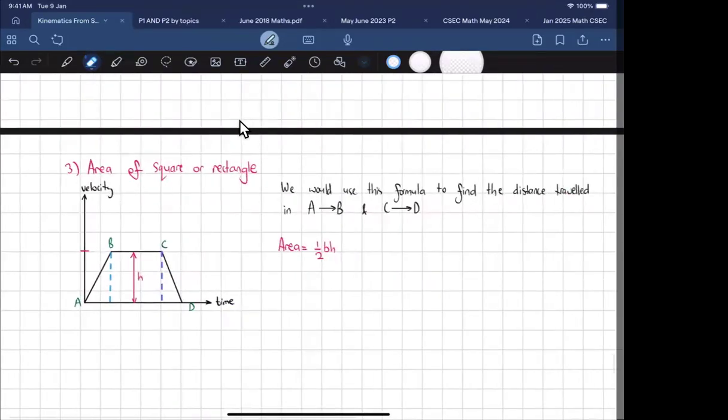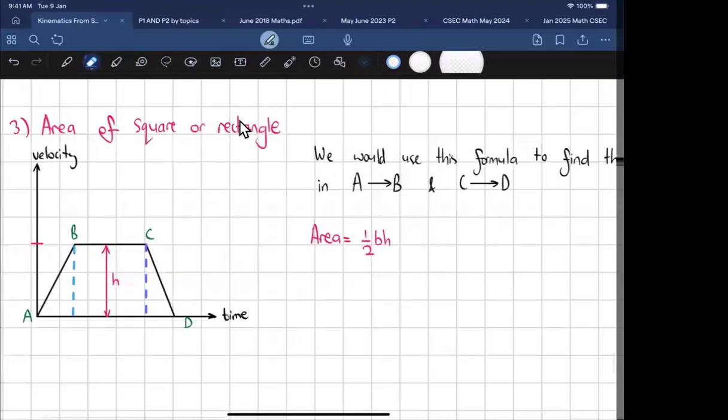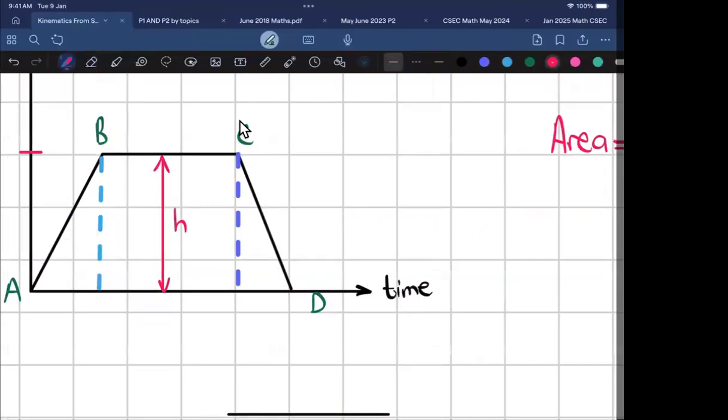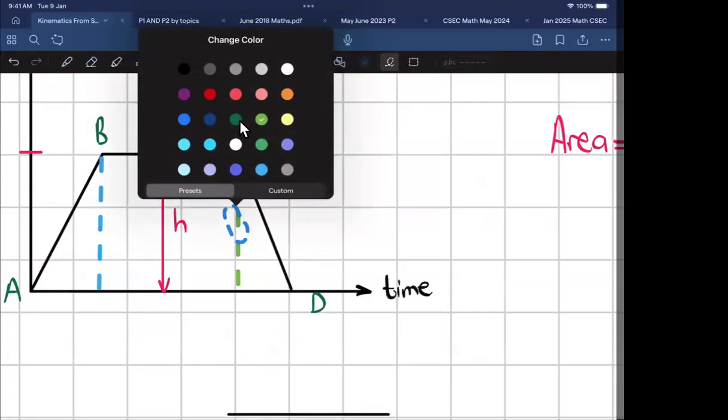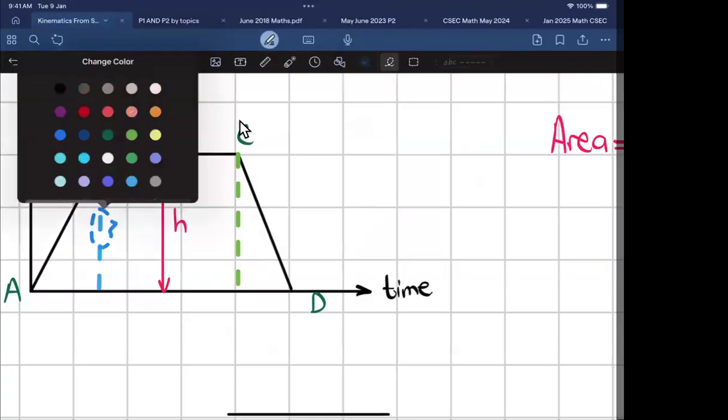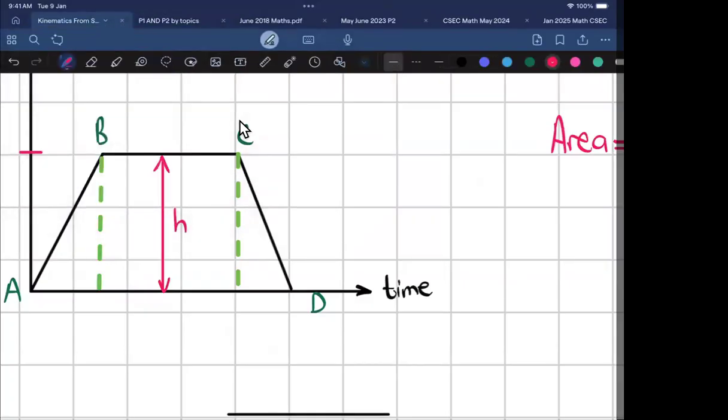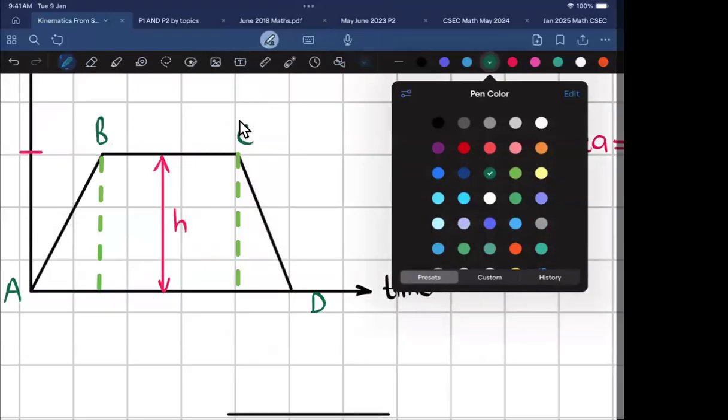So Keely, I was asking, right? Let me just say I want to figure out... wait, let's change the color for this real quick. It's green. So Haley, let me just say I wanted to find the distance traveled between B and C. How would I do that now?